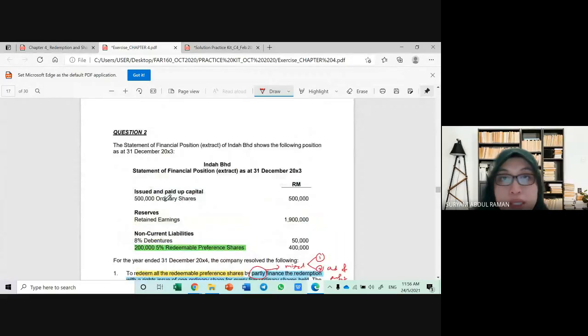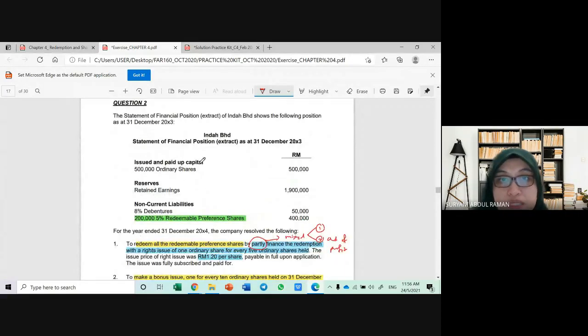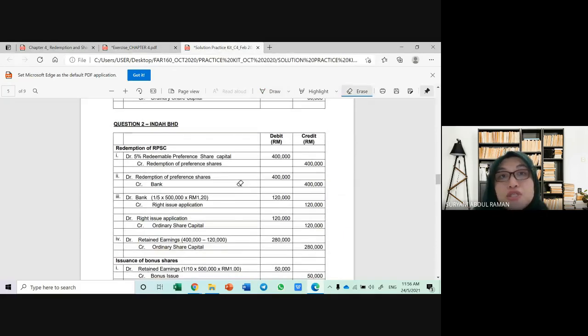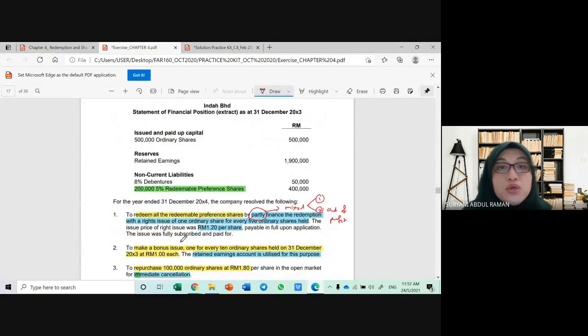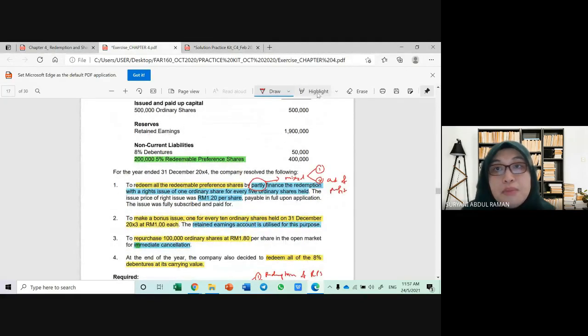So we are going to use the information from the previous statement of financial position. There will be some adjustments on these accounts. So let us look together at the solution. We go for number 1. Number 1 is the redemption of redeemable preference shares. As usual, you need to know how much amount is to be redeemed. The question said you want to redeem all, meaning that this amount will no longer be in the company.